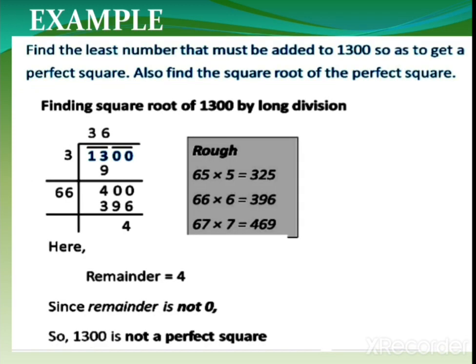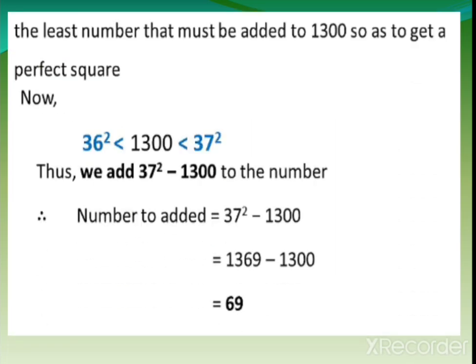Now another question, what must be added to a number to make it a perfect square? For that, whatever the number is, find the square root by the division method, and in the remainder you get 4. Since the remainder is not 0, this is not a perfect square. Now what are you going to do? You observe here that the given number is bigger than the square of 36 because it has some remainder in it. So you just focus on what is the next whole number. Here the next whole number will be 37.